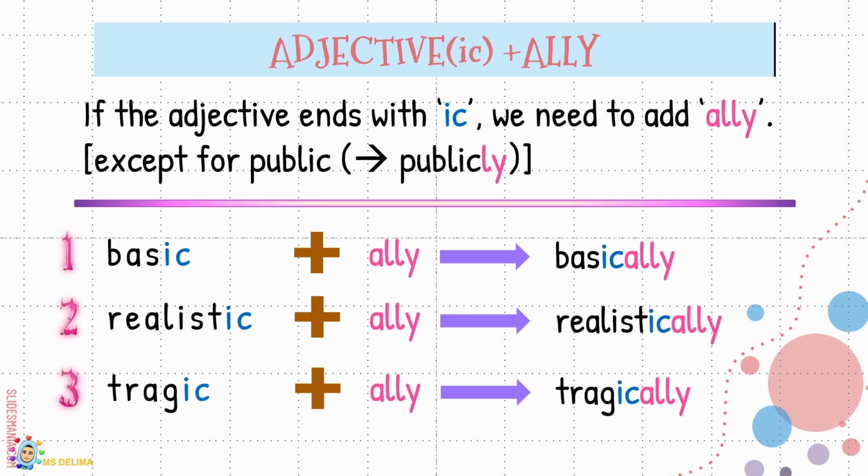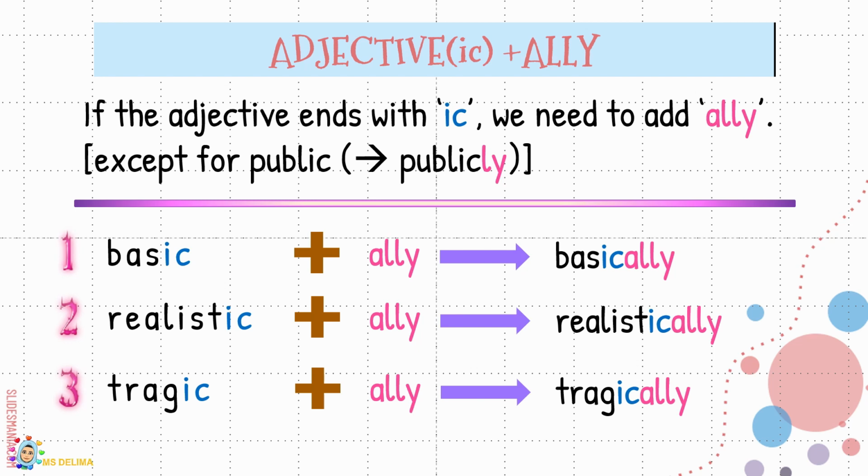Basic, basically. The next one, realistic. We add ally, it will become realistically. Realistic becomes realistically. The next example is tragic. Tragic added with ally will become tragically. So if the adjective ends with ic, we just add ally.